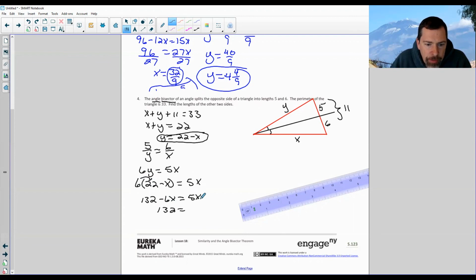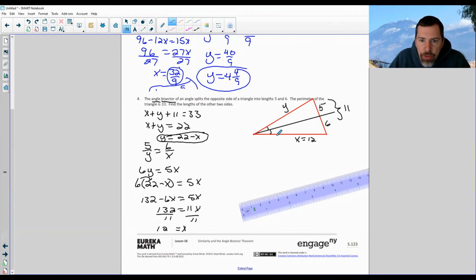132 equals, add 6x to both sides. We get 11x. Divide by 11. And x is going to equal 12. 11 goes into 13 once, the remainder 2, and 22, it'll go twice. X is 12. So I know x is 12.